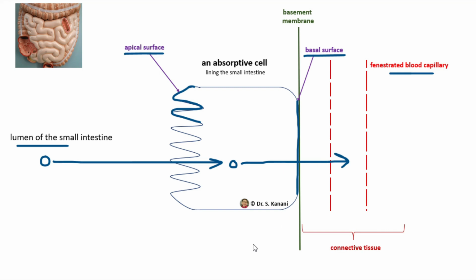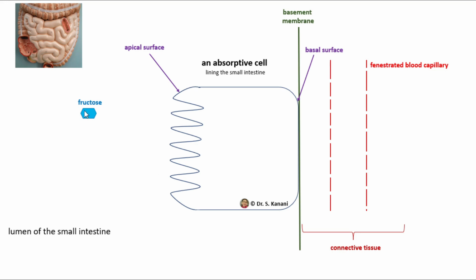And we start with a monosaccharide named fructose. As you can see here, we have one fructose molecule in the lumen of the small intestine. If we break down sucrose, which is a disaccharide, we end up with a fructose and a glucose. And in this video, I'm going to explain how we absorb these two monosaccharides.